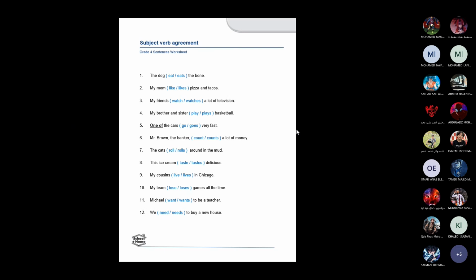Khalid Sultan. Yes, Mr. Okay, read the sentence, Khalid. Okay. Number one. The dog is eating the bone. Okay. So which verb agrees with the subject here? Eats. The first one or the second? The second one. Very good. Do you know why? Singular. Excellent. Because the subject here is singular. If the subject is singular, the verb must end with this. Yes, very good, Khalid. Excellent. Thanks.